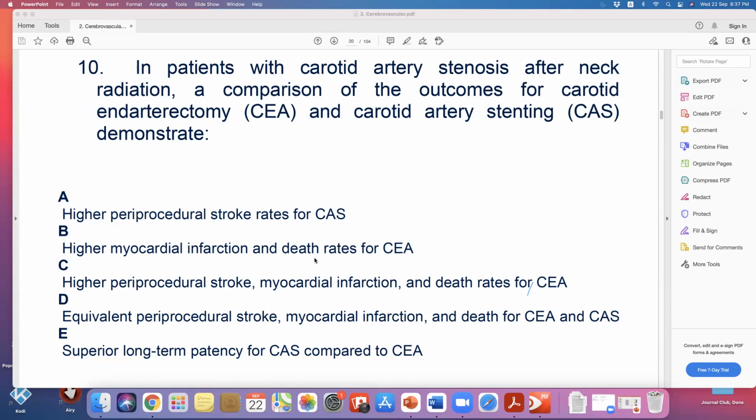Superior long-term patency for stent compared to endarterectomy. Patency, no, it's the same, but the complications are more with the surgery. Correct. So it's no different. The only difference, as you said, is nerve damage. There's no difference in MI, stroke, and death between both surgery and stent. So the only reason we do stenting for radiation is not because we decrease the MI, death or stroke, but because we don't want to cause nerve damage, because of the high chance.